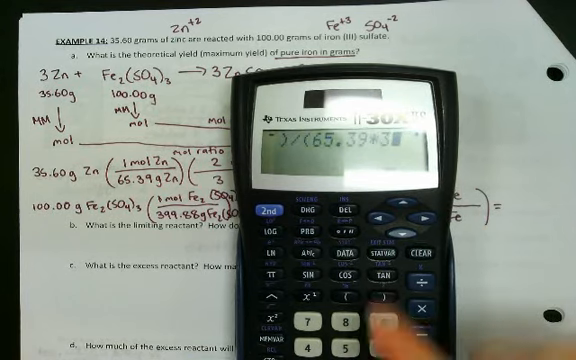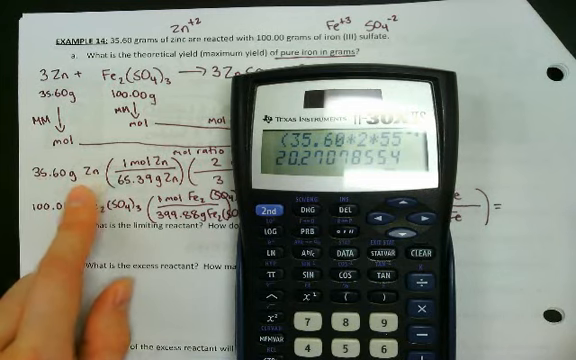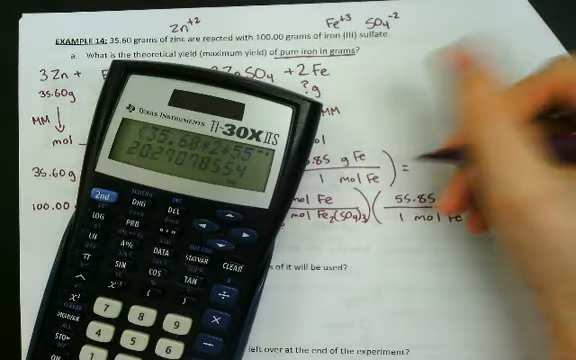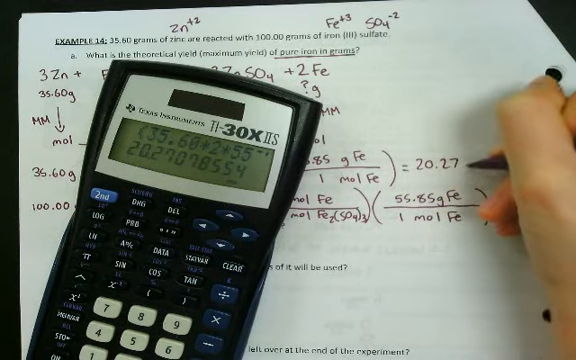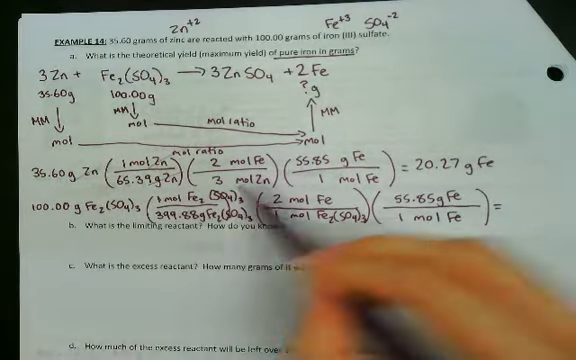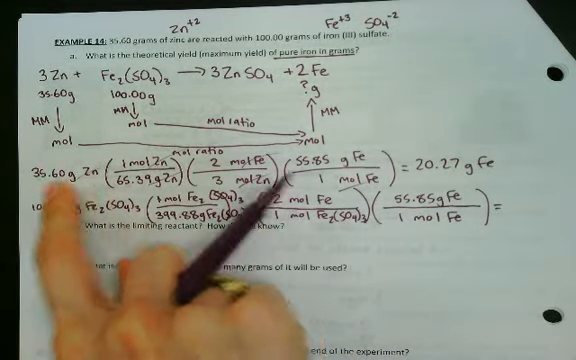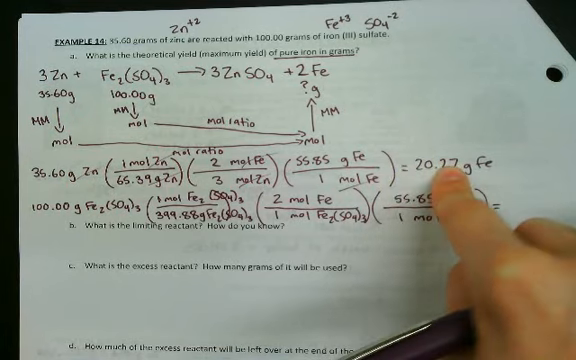65.39 times 3. Close my parenthesis. Then hit enter. And I should get this 20.27. Okay? So I had 4 sig figs in my given. I'm going to go ahead and put 20.27 grams of iron. That's what unit we are left with. Okay? So if we have this much zinc, theoretically we can produce this much iron.